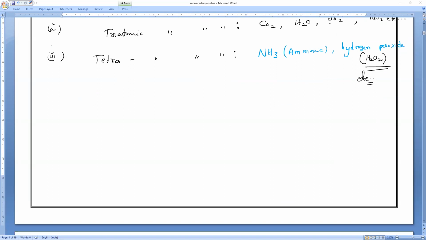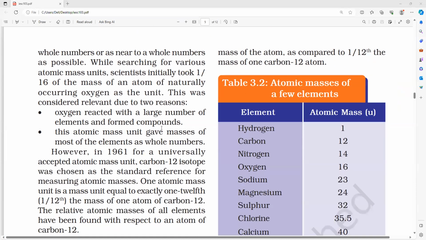So now, I'm going to show you something. In our textbook, all of you have it. Your textbook will be having elements and their atomic masses. Just verify it. Is there a tabular column? What is the name of the tabular column? I want to know. So that is our next step: atomic masses of few elements.